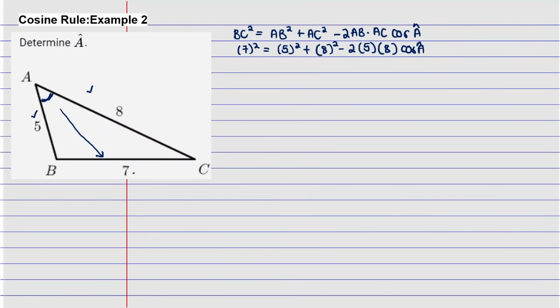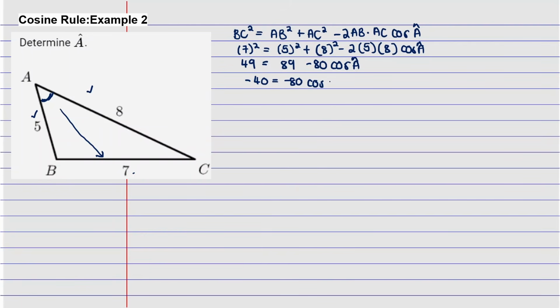So what I'm going to do is expand this. So 49 is equal to, when you say 5 squared plus 8 squared, it's going to give you 89, and when you say 2 multiplied by 5 multiplied by 8, it's going to give you negative 80, then cos A. Not cos squared A, not A squared. Then we're going to take the 89 to the other side. So 49 minus 89 is going to give you negative 40 is equal to negative 80 cos A.